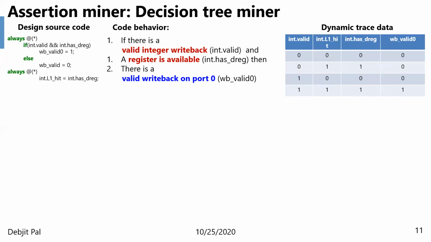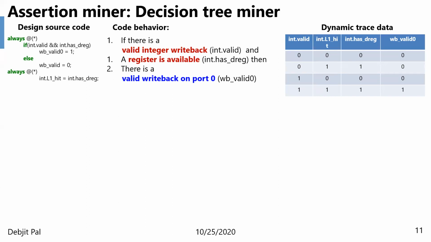To explain the decision tree miner, I use the design source code as shown on the left. Clearly, from the code, it's apparent that if there is a valid integer writeback indicated by the variable int.valid and the register is available indicated by the variable int.hasDrange, then there is a valid writeback on port 0 as indicated by the variable wbvalid0. We use the decision tree miner to generate this assertion from the trace data in the table.